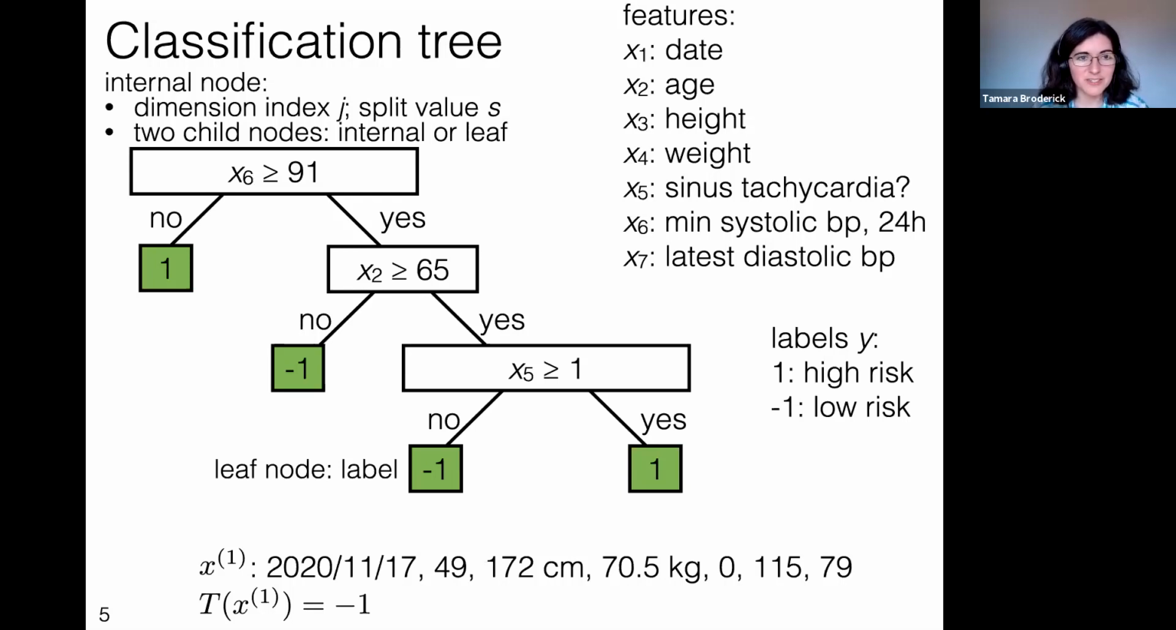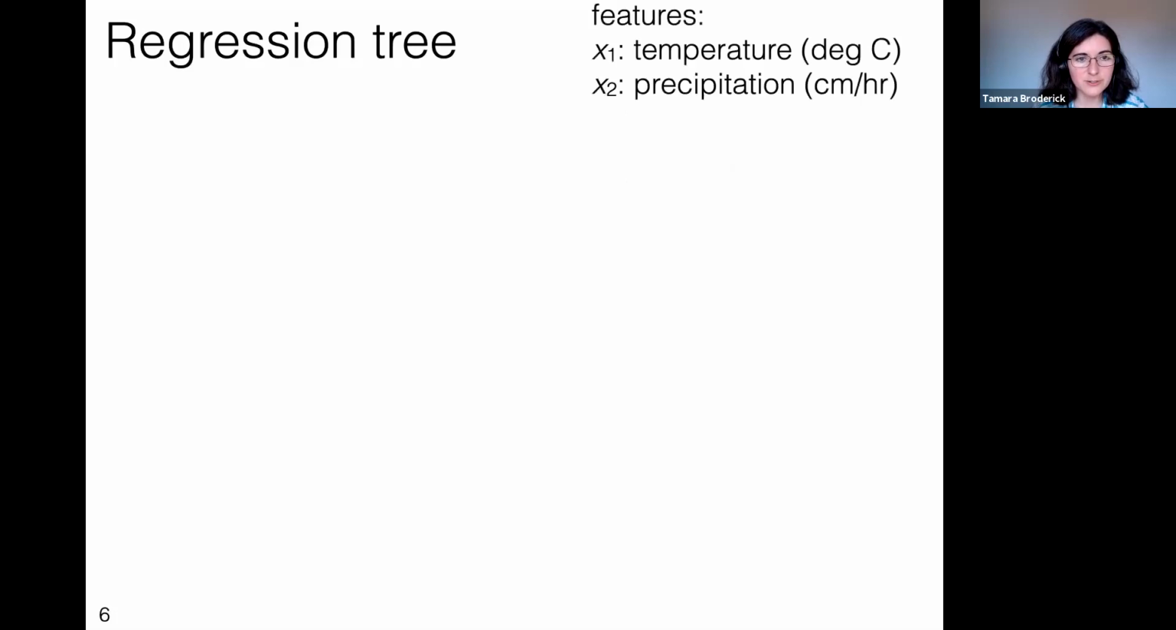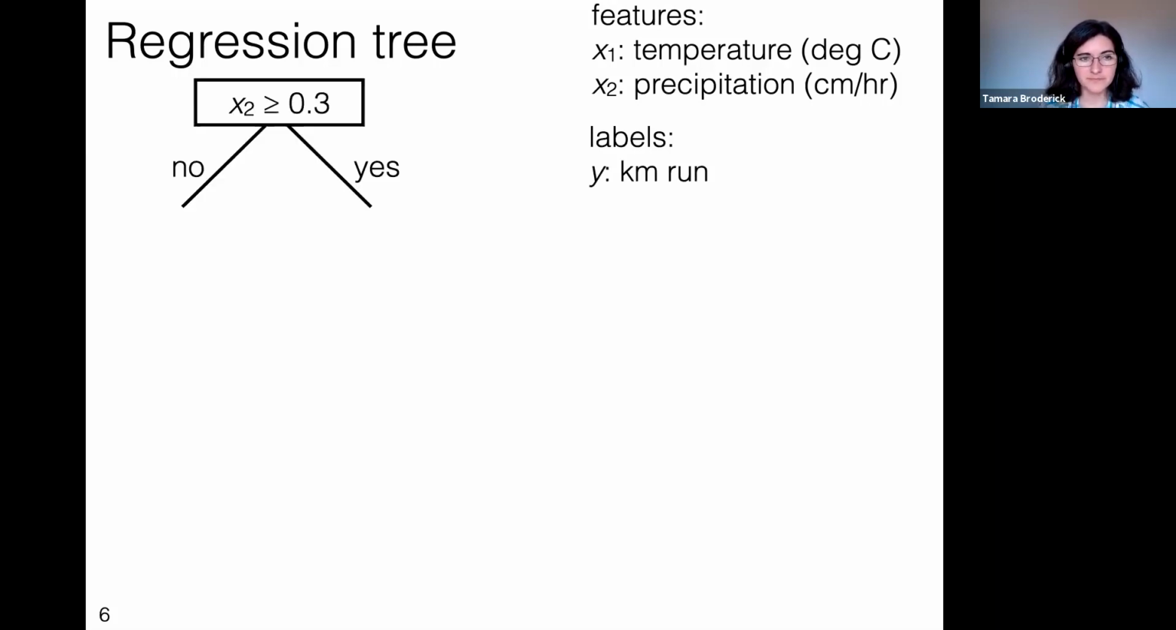It doesn't have to just be classification. Let's take a look at a regression tree. Here, instead of a medical example, let's have an example that we visited way back when we were talking about neural nets. Here our example could be, when am I going to run, and how much am I going to run? Maybe my two features are temperature and precipitation. How cold is it, and is it raining? How much is it precipitating out there? And my label could be kilometers run.